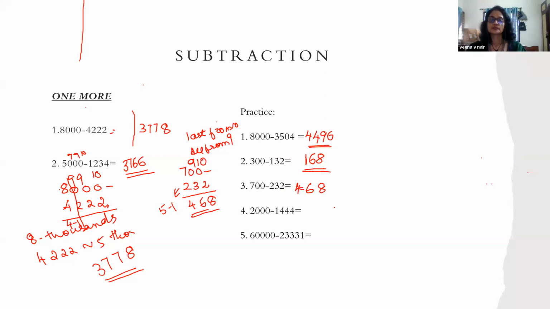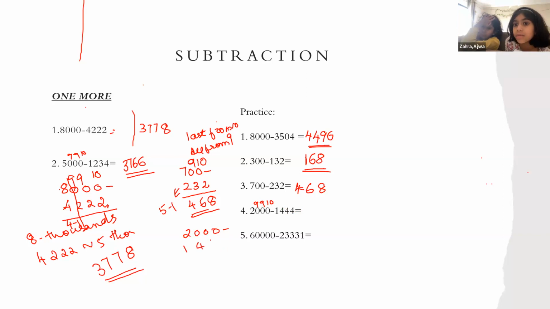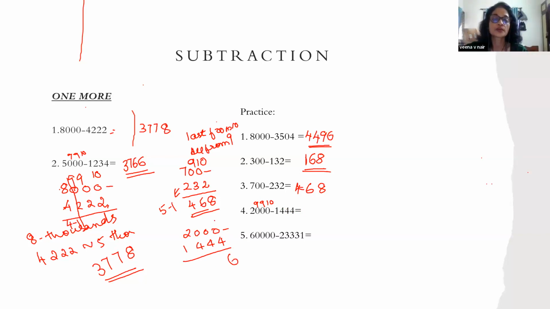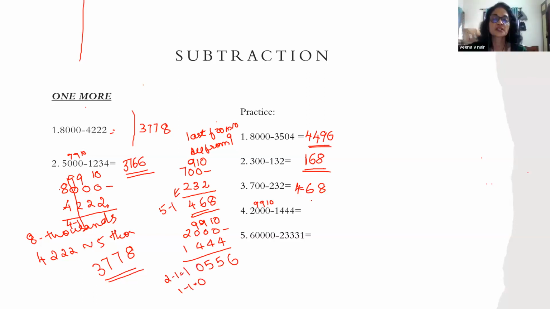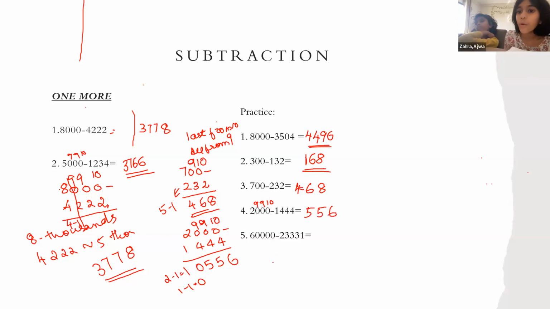Zara, you tell me the answer. 10 minus 4? 6. 9 minus 4? 5. 2 minus 1? 1. 1 minus 1? 0. So the answer is 500 and so on. Okay, next one. That's a big number.